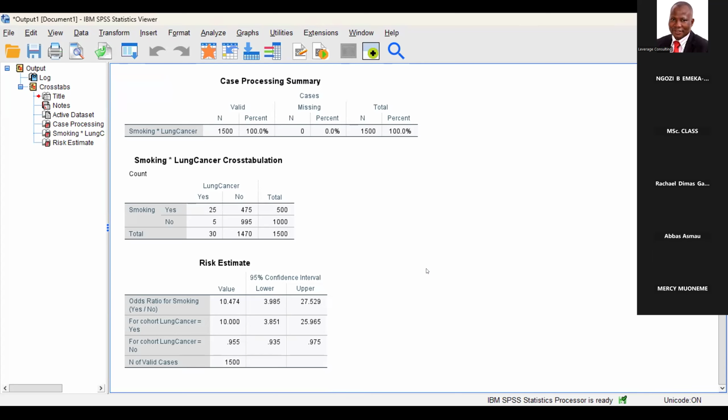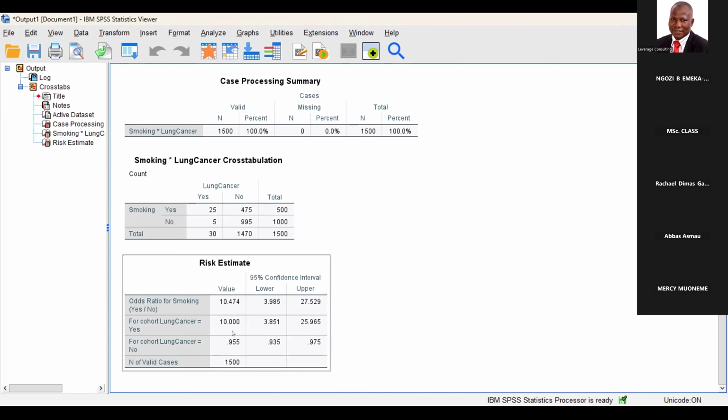But leave that one. The second one, when you say for cohort lung cancer, yes, that is it. Can you see the 10? That's what we calculated, relative risk 10. The only thing we didn't calculate by hand, because it is a little bit rigorous and wastes time, is the 95% confidence interval. The lower value is 3.851 and the upper value is 25.965.